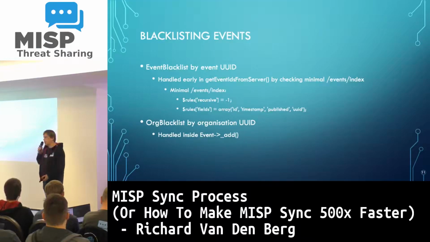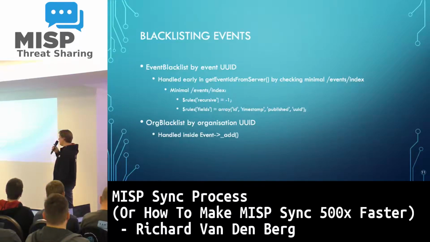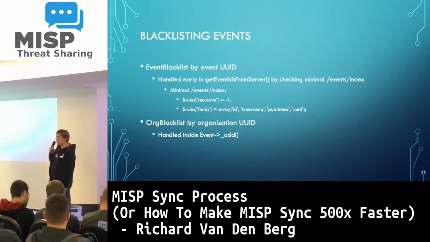Events are blacklisted either by UUID, which works fine because it determines that directly from the index. But you can also blacklist organizations by UUID, but that's handled in the event add. That means an event needs to be pulled down first. Then it attempts to add it, and then the logic says, okay, no, we won't add this one because the organization is blacklisted. It's not so bad.